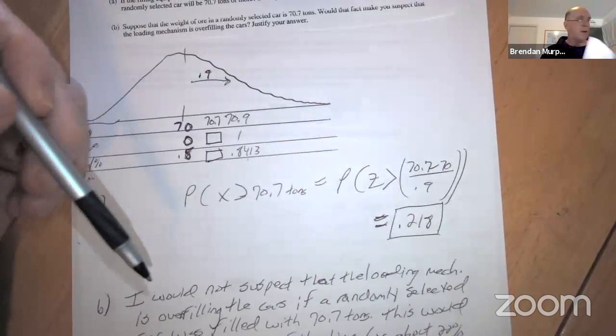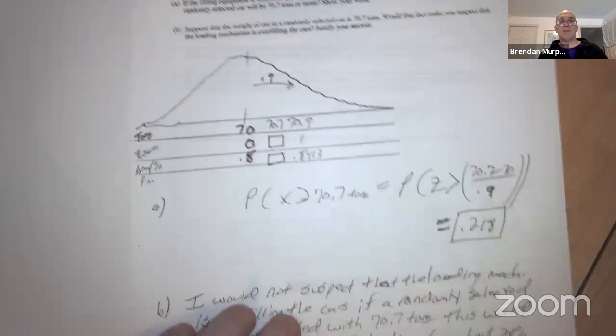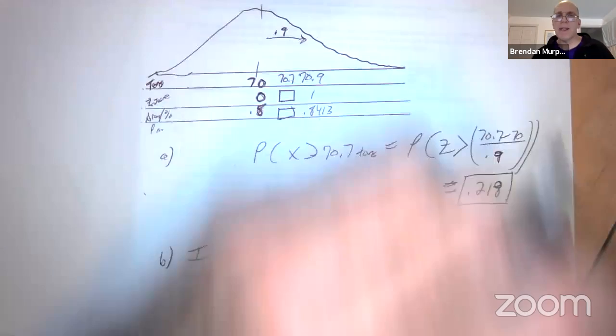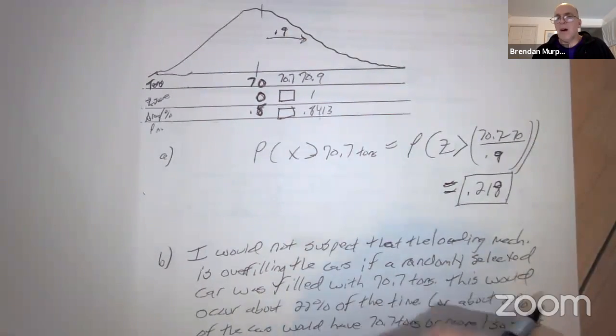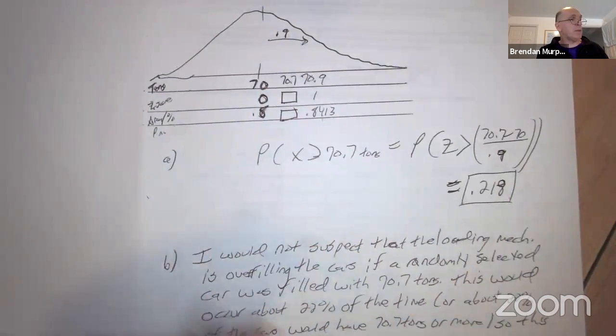Let me go back to my problem. I think I just lost you guys, unfortunately. Maybe I didn't. Okay, so what's the probability? 70.7 minus 0.9. I got 0.218. So that's going to happen around 22% of the time? That's not all that rare. That's going to happen roughly 1 in 4, 1 in 5 times.